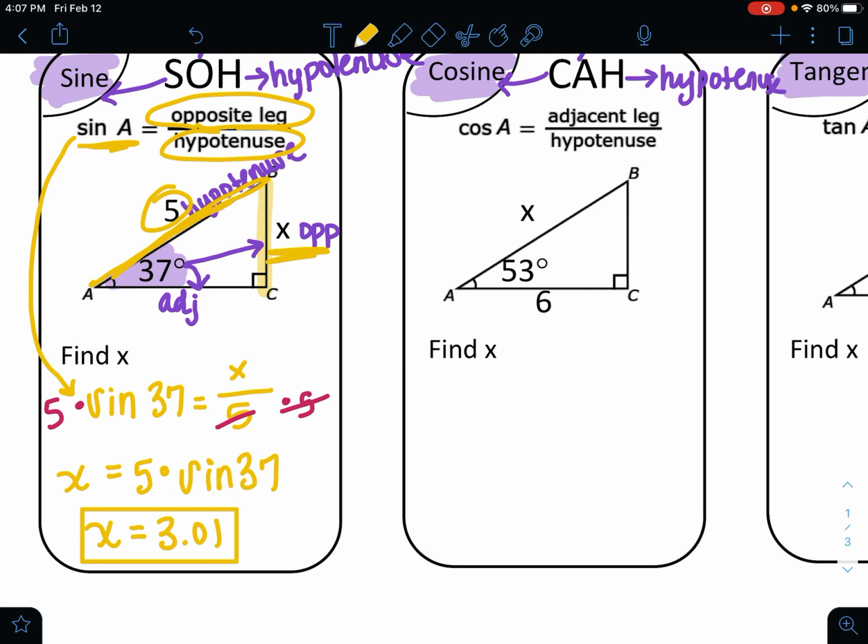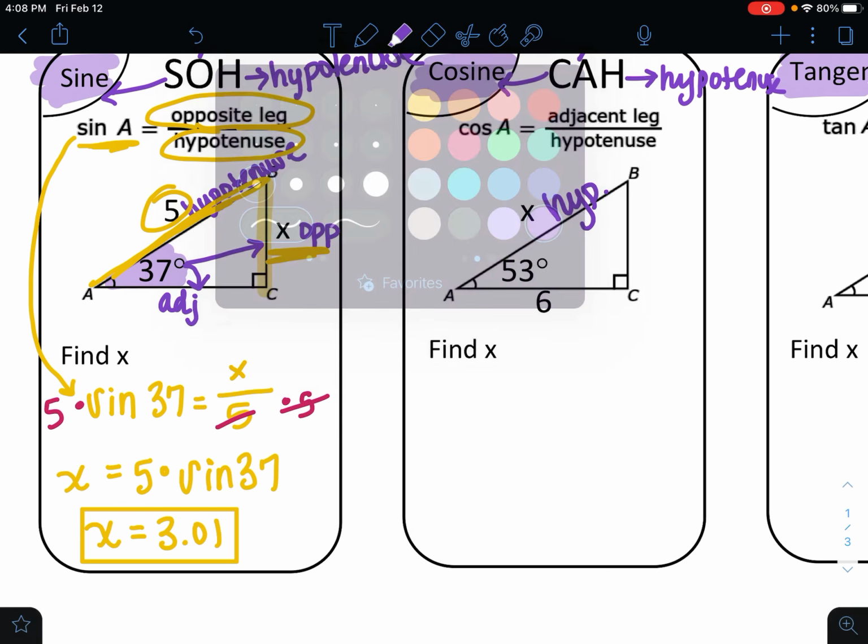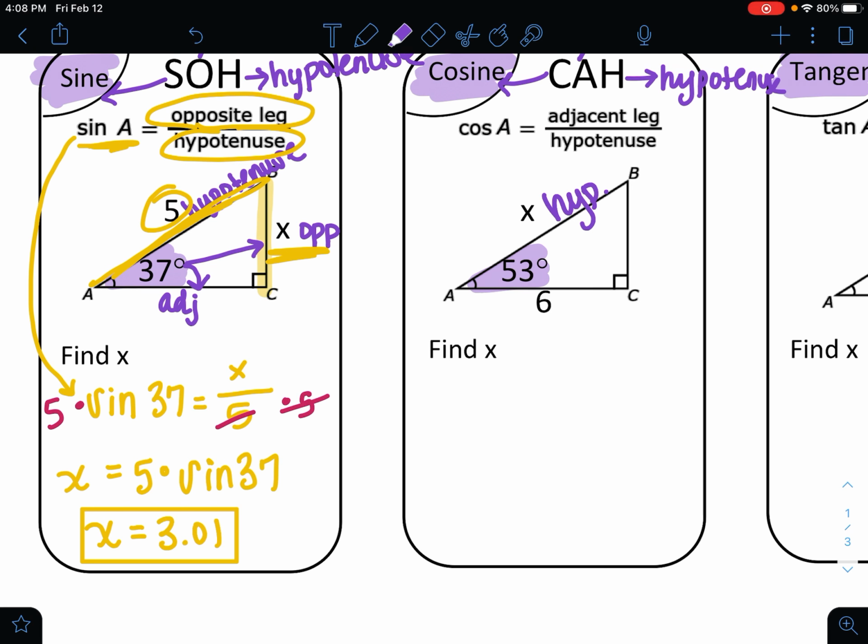All right, now we're going to move on to the next example, which is cosine. Again, first thing, identify which side is which. This side is the hypotenuse. Let's figure out where the angle is. This is obviously the angle in question. That's going to be the opposite side of that angle. And this is the adjacent side to that angle.